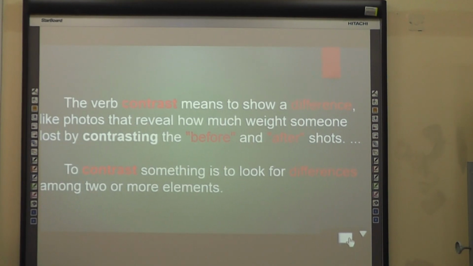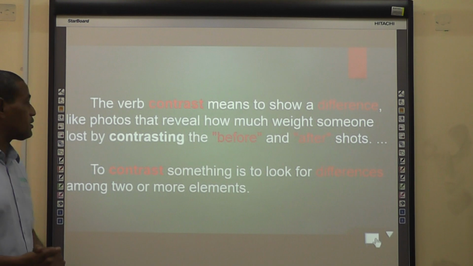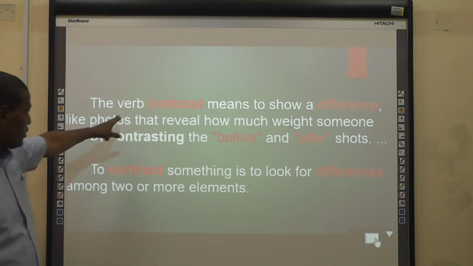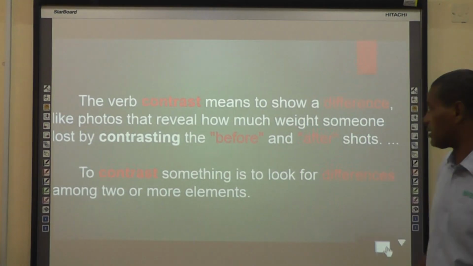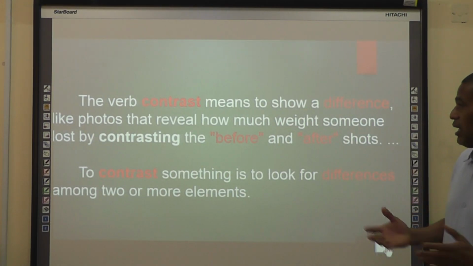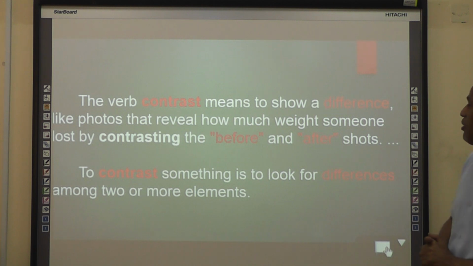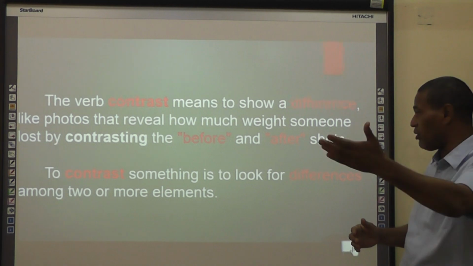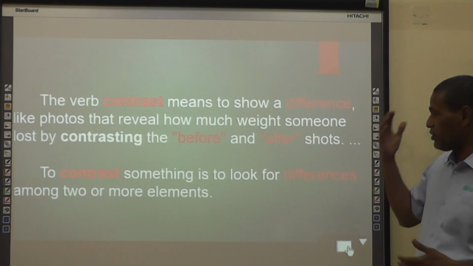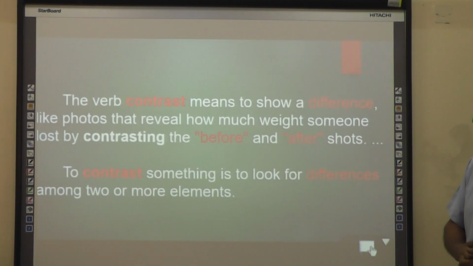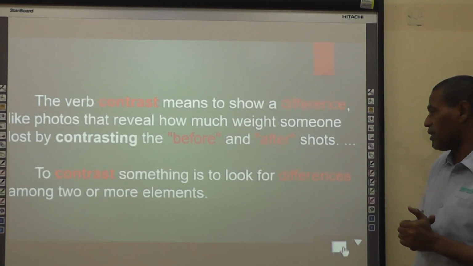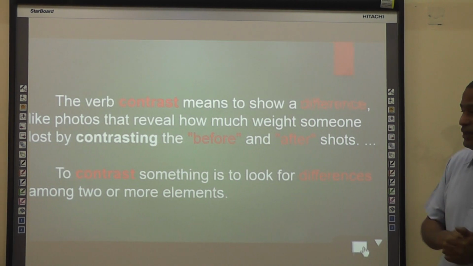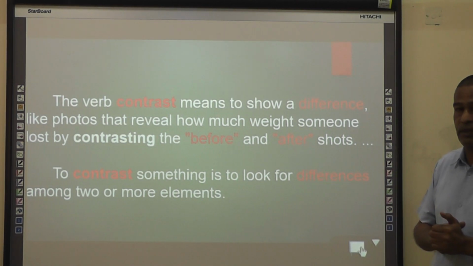So what do we mean by time contrasts? The verb contrast means to show a difference or differences, like photos that reveal how much weight someone lost by contrasting the before and after shots. That's to say, to contrast something is to look for the differences among two or more elements.